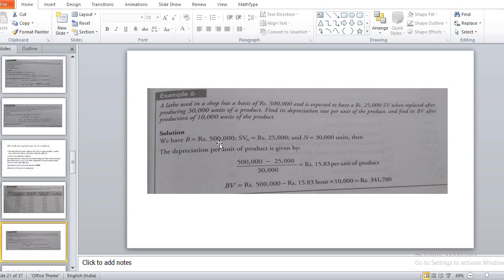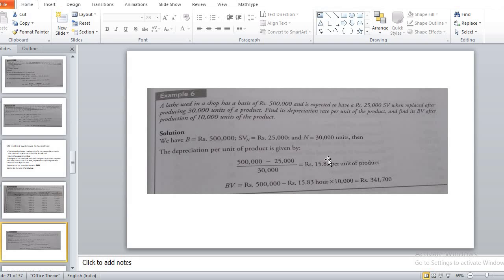So the cost basis value B here is 5 lakh. The salvage value is given as 25,000. N, instead of years, is given as 30,000 units. Now we can calculate the depreciation value as cost basis value minus salvage value, divided by, instead of the number of years, the number of units that we produced, 30,000. This amount is the depreciation value by considering these 30,000 units.